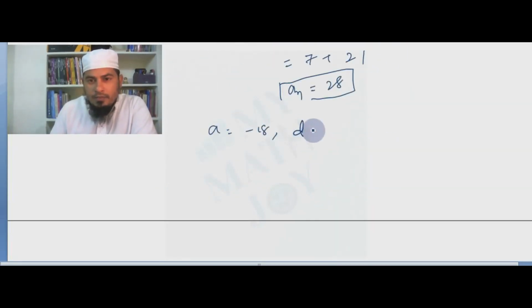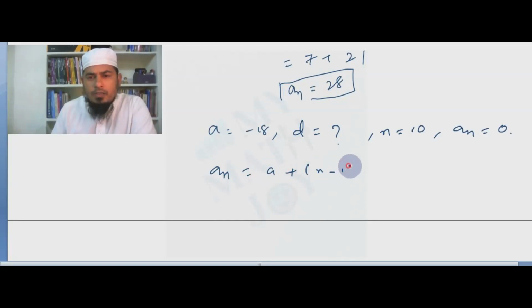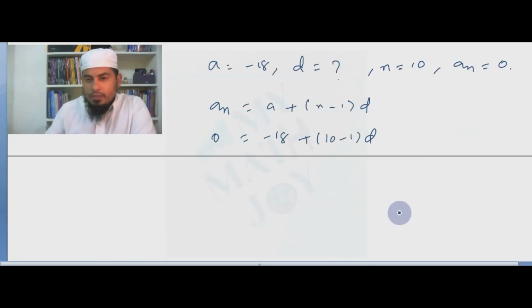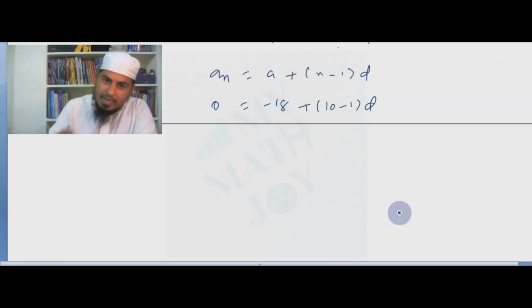D we don't know, we have to find. N is 10 and an is 0. So again an is equal to a plus n minus 1 into d. An is 0, a is minus 18, n is 10, so 10 minus 1 times d. Don't know d, so keep that letter as it is.